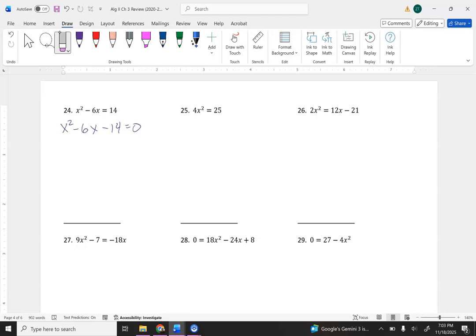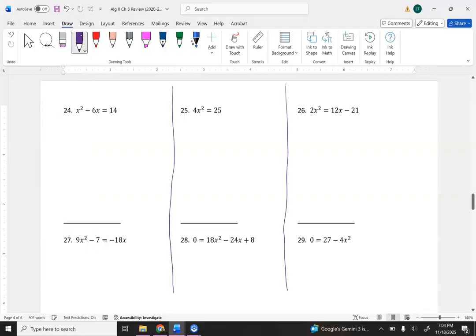So this is going to be a perfect one to either do quadratic formula for, or because the b value is even, and because the a value is 1, we could use completing the square here. So my personal preference is I'm going to do completing the square. I'm going to go ahead and erase my work, because for completing the square, I actually need that 14 on the other side anyway.